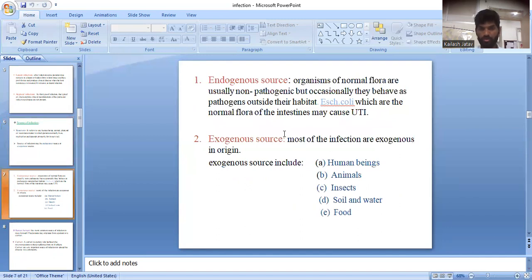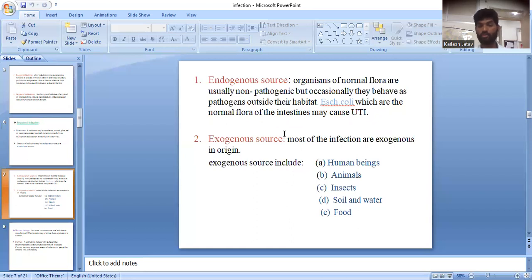Organisms of normal flora are usually non-pathogenic, but occasionally they behave as pathogens outside their habitat. E. coli, which is normal flora of the intestine, may cause UTI. Exogenous. Most of the infections are exogenous in origin.